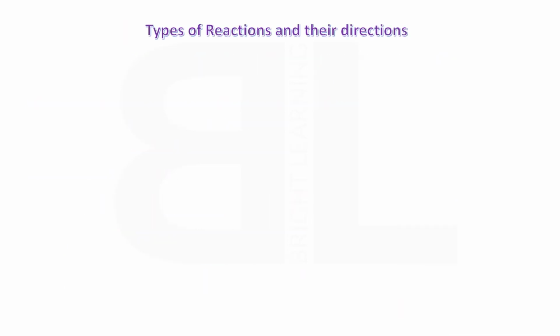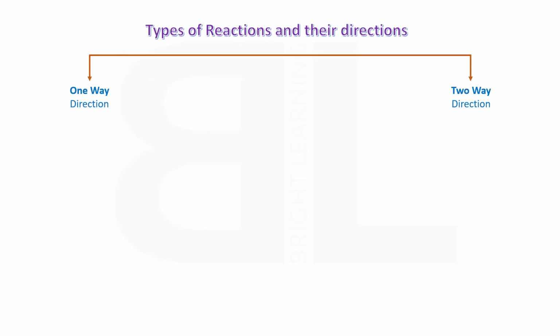Now, the types of reaction and their direction. There are two types of reaction with respect to their direction: one-way direction and two-way direction. Reactions which proceed only in one way are called irreversible reactions, and the reactions which proceed in two ways, forward and reverse reaction, are called reversible reactions.